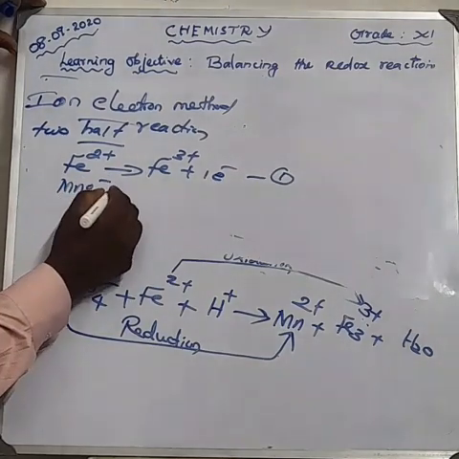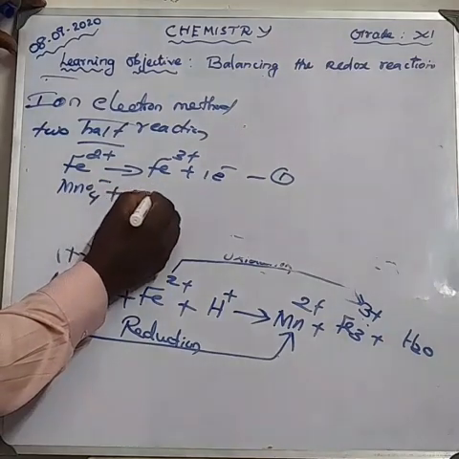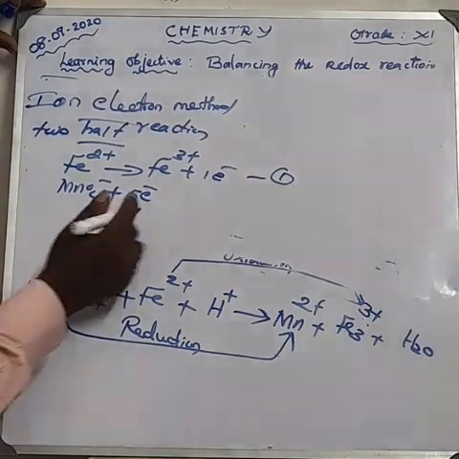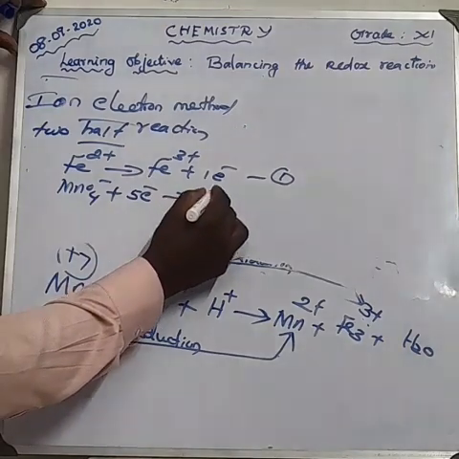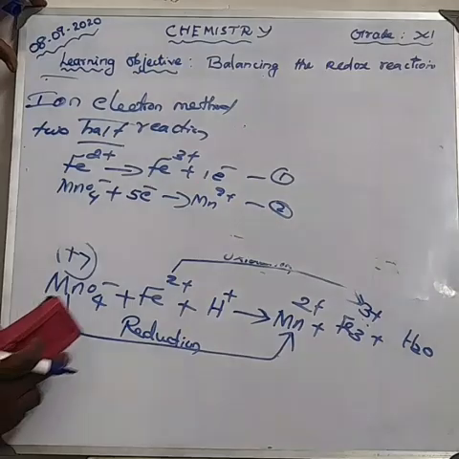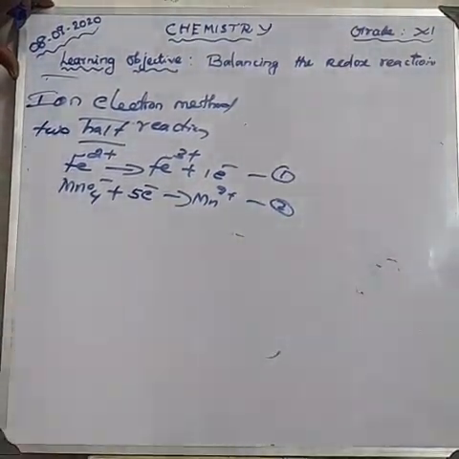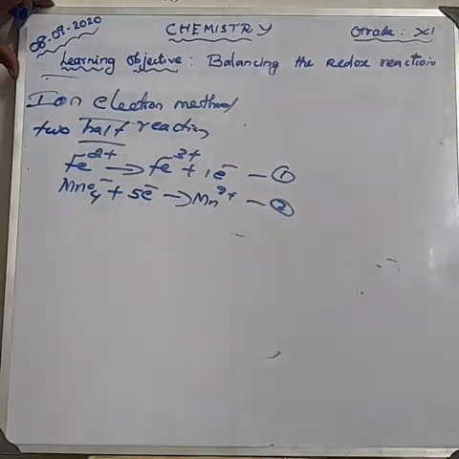The second step, MnO4- plus 5 electrons, gain of 5 electrons, gives Mn2+. This is equation 2. Now, balance the atoms and the charge on both sides.